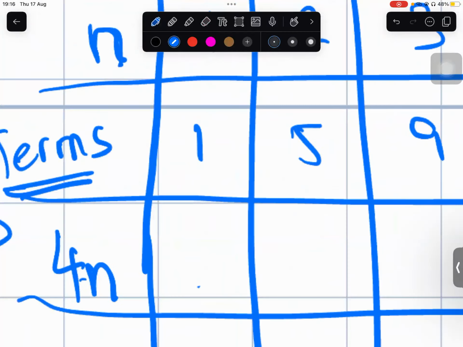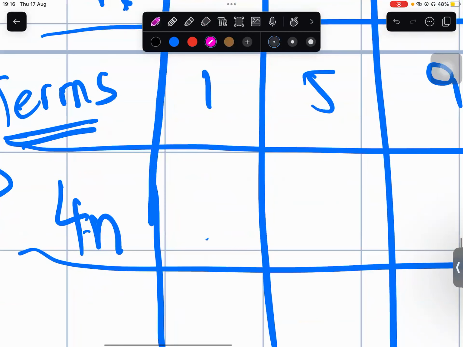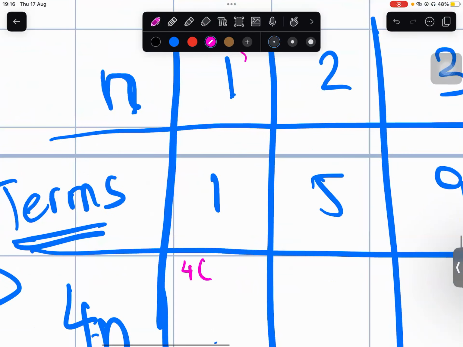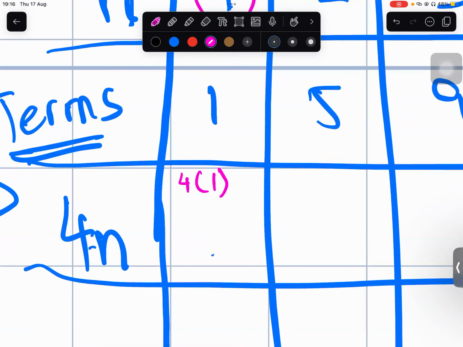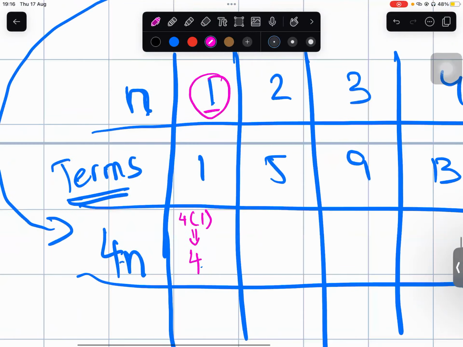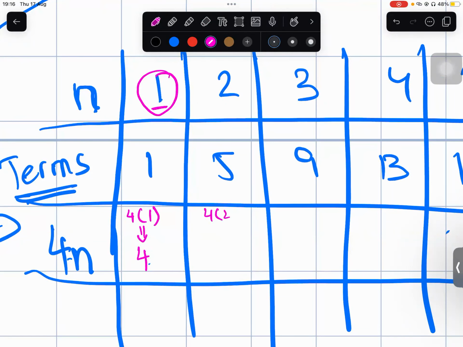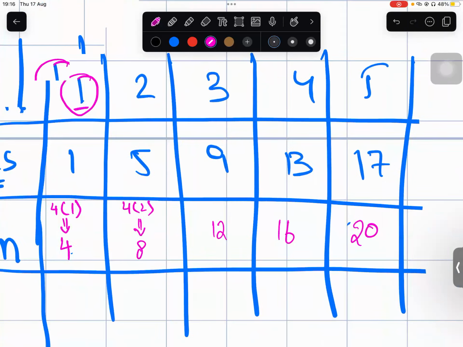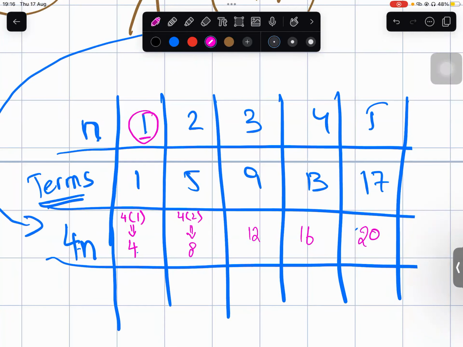Okay, so what we're basically doing here is 4 times n. In this particular column n is 1, right? So we'll multiply 4 by 1 to get 4. Same is the case with 2. We'll multiply 4 by 2 to get 8, and then so on: 12, 16 and 20. Is this clear?